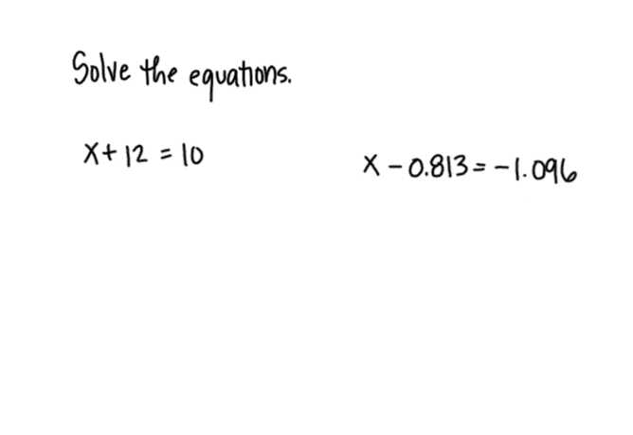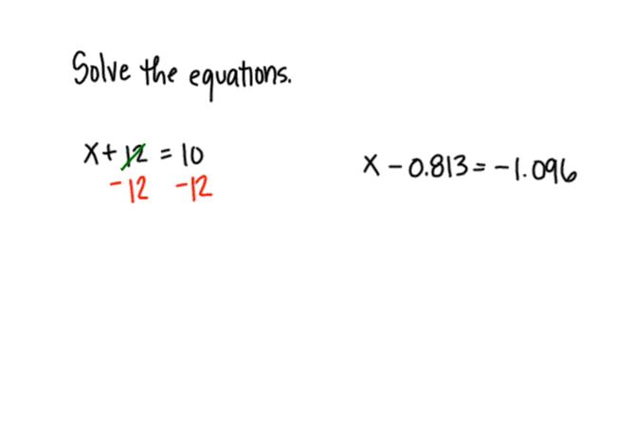My directions say solve the equations, and my first equation is x plus 12 equals 10. I'm trying to get the x by itself, and right now it's being added to 12. So the opposite of add 12 is to subtract 12. So I'm going to subtract 12 on the left, which means I subtract 12 on the right.